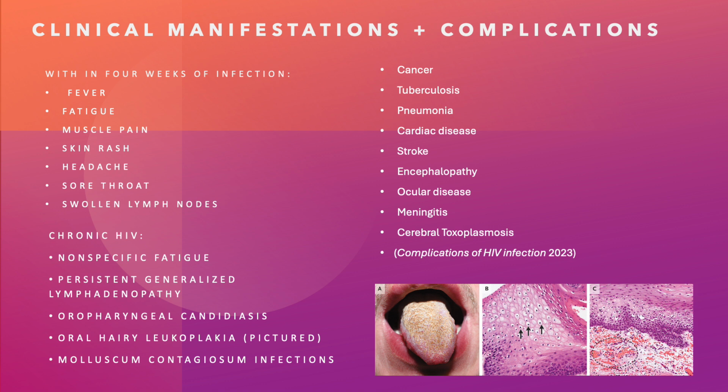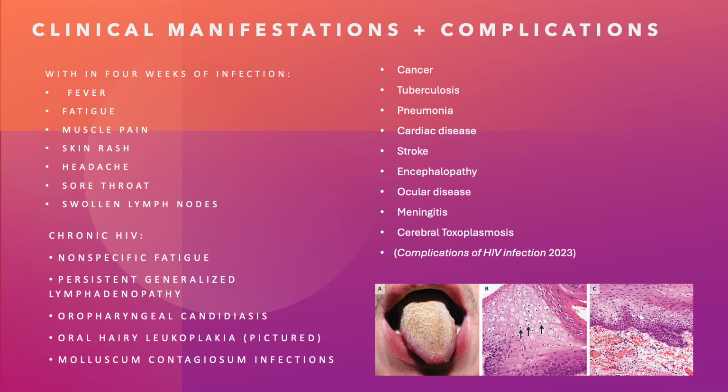Alright, once the person is infected, clinical manifestations will show within 2 to 4 weeks. Some short-term symptoms from acute HIV could include fever, fatigue, muscle pain, skin rash, headache, sore throat, swollen lymph nodes, joint pain, night sweats, diarrhea, ulcers in the mouth, lips, nasal area, or peritoneal area. Those are some acute symptoms that we could see.